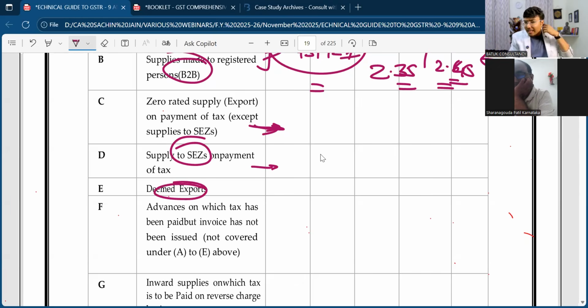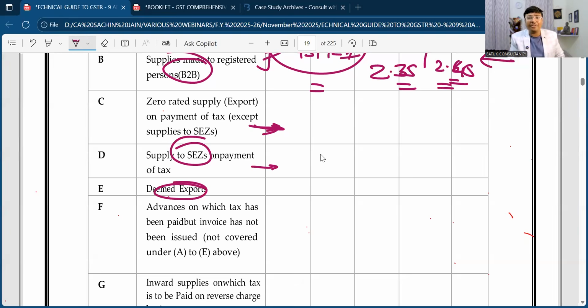Sir, deemed export. Sir, what do you mean by this concept of deemed export? If there is any supply to export oriented units, EOU, or to a specific advance authorization, or suppose I am a manufacturer, and someone is coming to me and saying that Mr. Sachin, I want to buy this specific product for export, can you please supply that product? So I can say, yes, I am here to supply the products. I will charge GST at the rate of 18%.